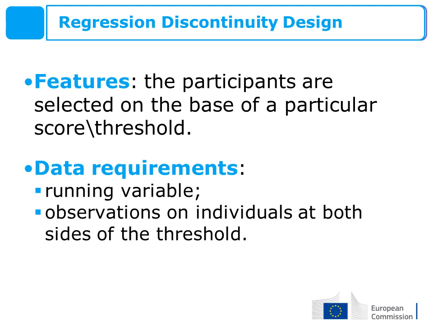1. Regression discontinuity design. The features are that the participants are selected on the basis of a particular score, threshold, or other numerical elements. And the data requirements are that there should be a running variable, that is, the variable determining the eligibility, and one should also have observations on individuals at both sides of the threshold.